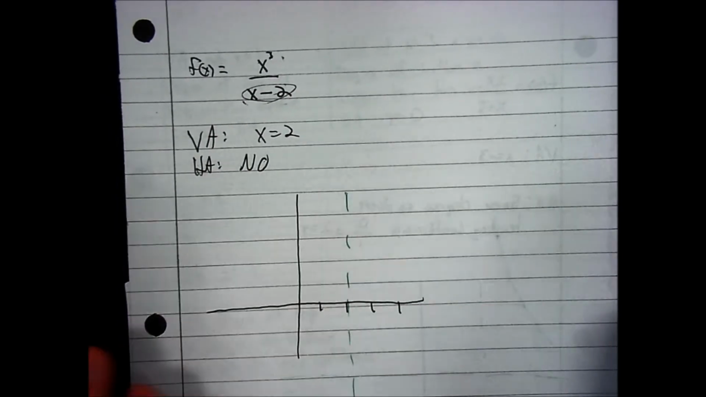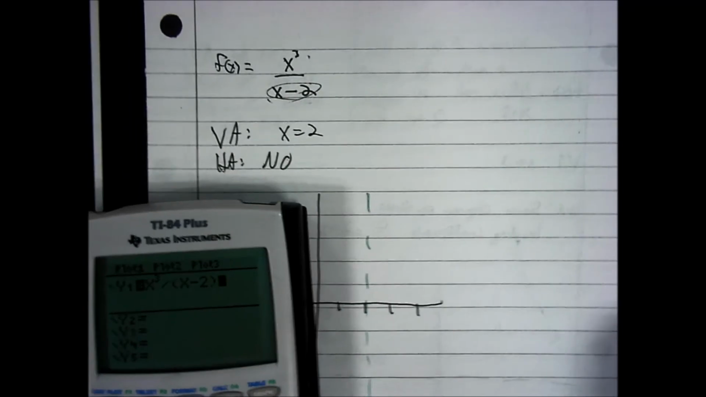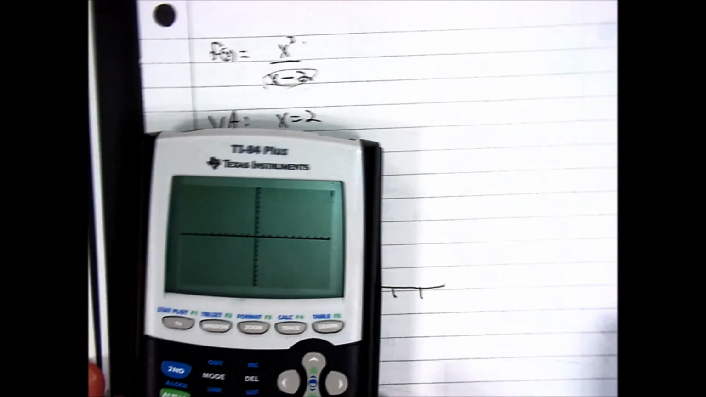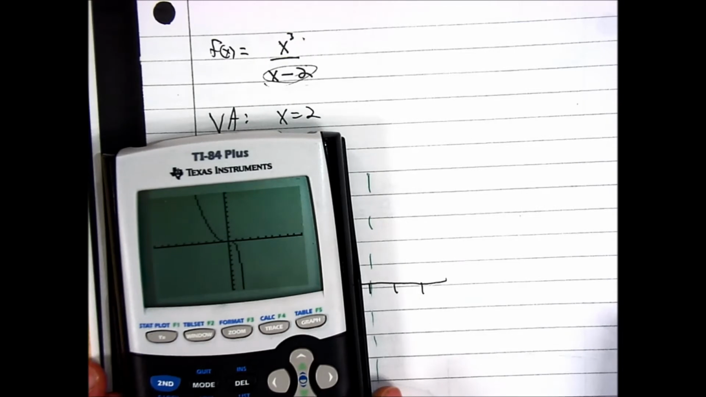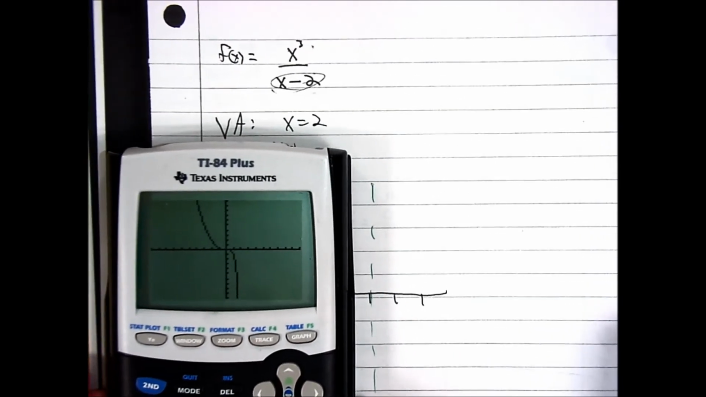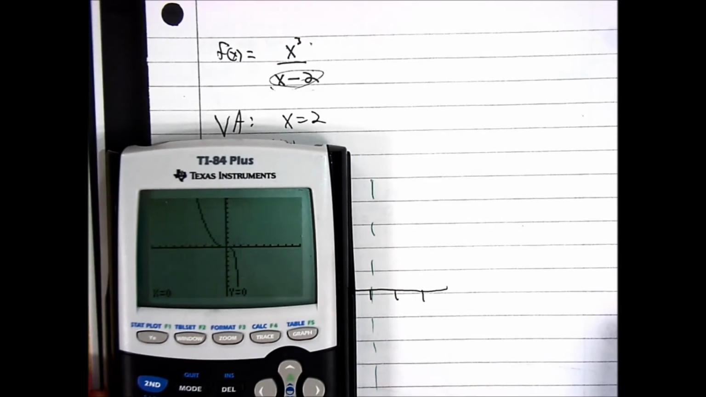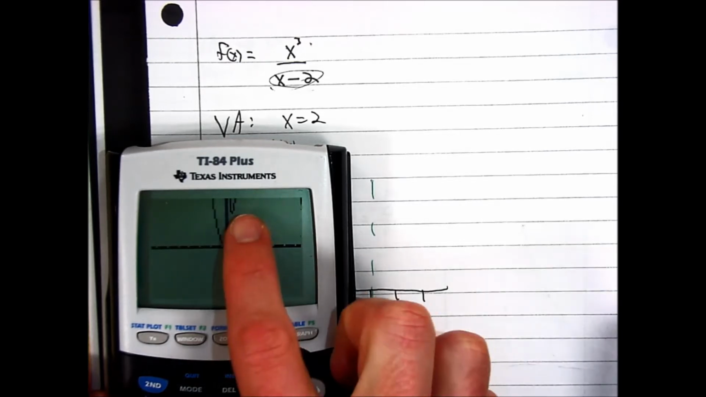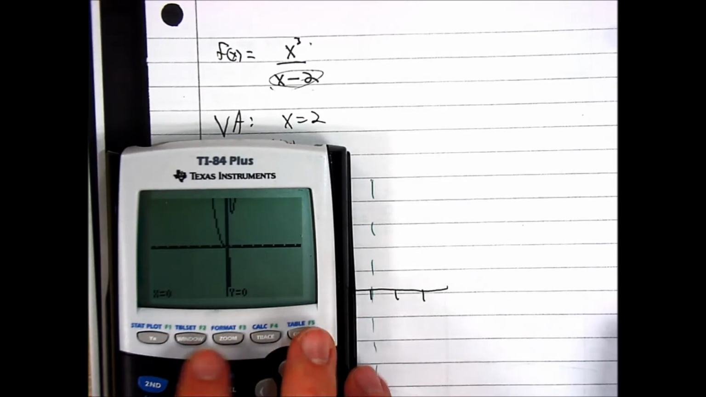Alright, we're ready to type it in. X to the third divided by x minus 2. Graph. Let's zoom out and see if we get any bigger there. Oh, it pops back up way up there. This is going to be a tough one, tough one for points.